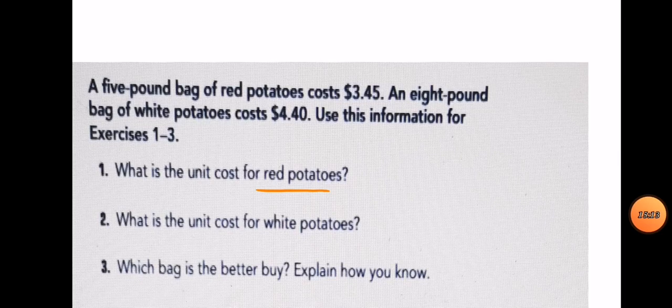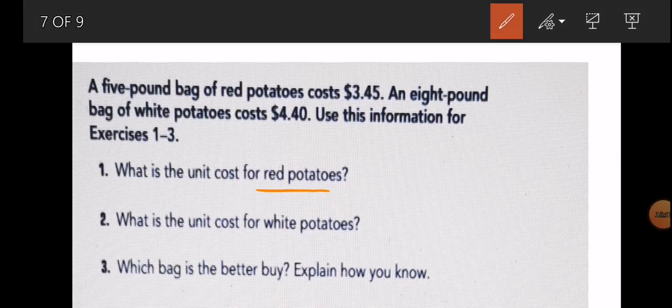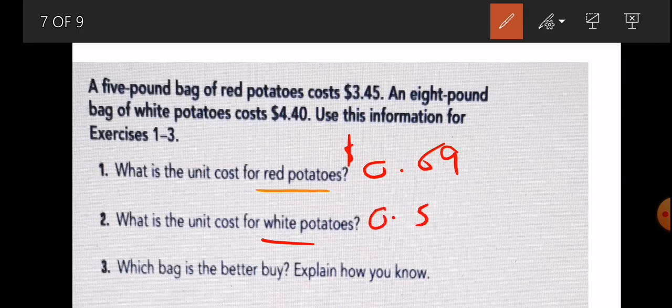The cost here was $0.69. Yes, this is the unit cost. And for the white potato, when we did the division, it was 0.55. So now I want to compare which one is better to buy, which one is less.